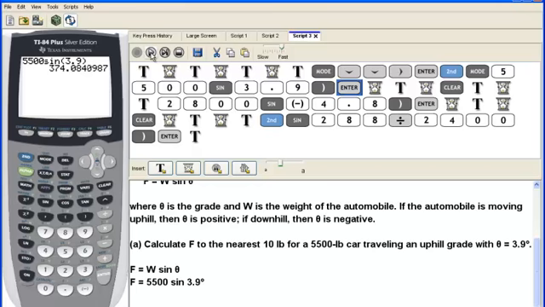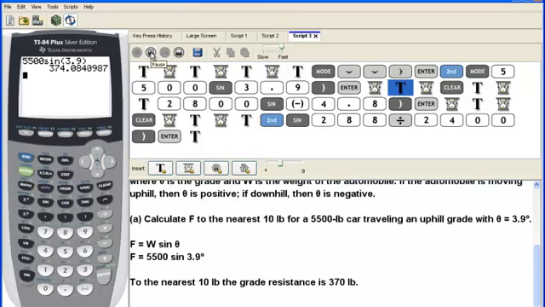You can see that the value is approximately 374. However, we're asked to give our answer to the nearest 10 pounds. So we look at the ones digit, see that it's a 4, which is less than 5, and round our answer down to 370. To the nearest 10 pounds, the grade resistance is 370 pounds.